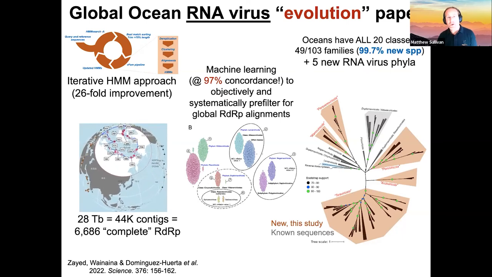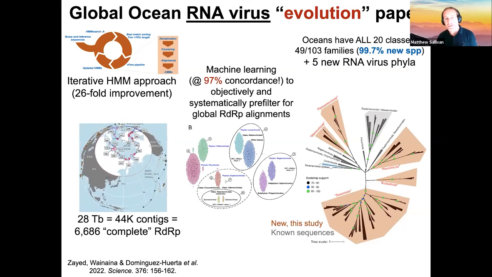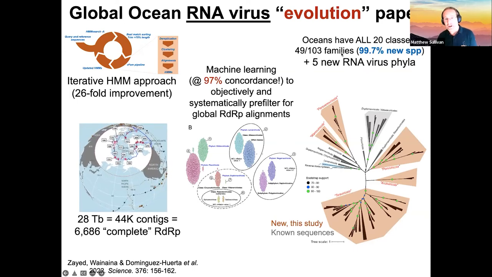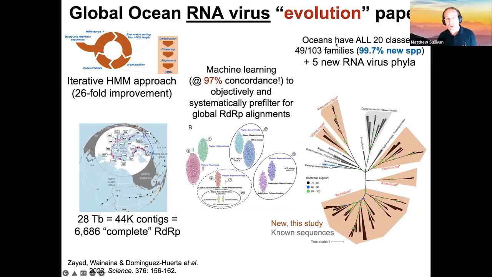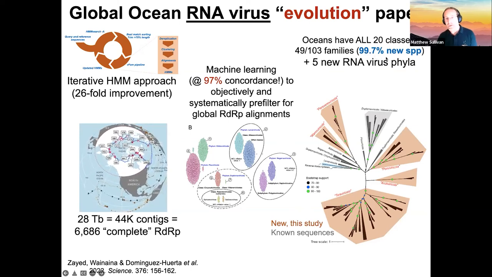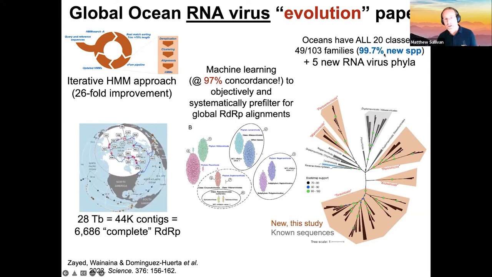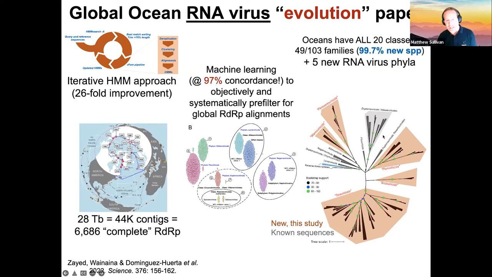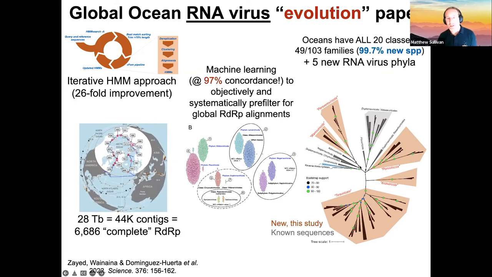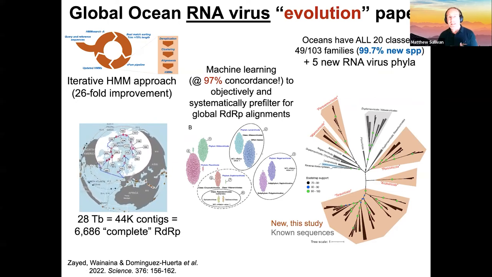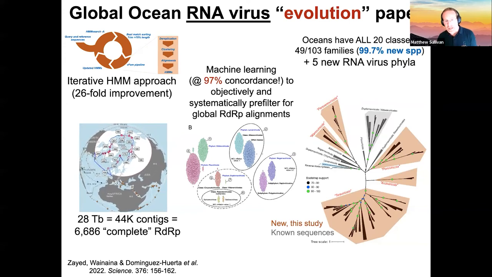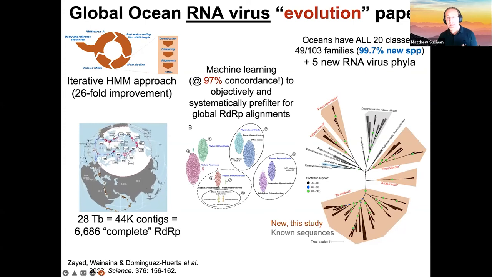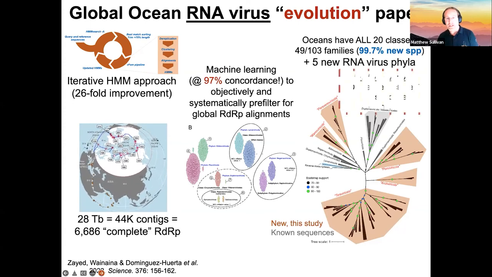So the oceans themselves had RNA viruses from all 20 known RNA virus classes, about half of the known RNA virus families. But even though these are relatively known, 99.7% of these were all new species. So even amongst the 5 known phyla and their classes and families, the ocean ones were still quite different. They represent new species. But beyond that, the ocean data informed us about 5 entirely new RNA virus phyla. So that allowed us to see that much further into RNA virus sequence space.